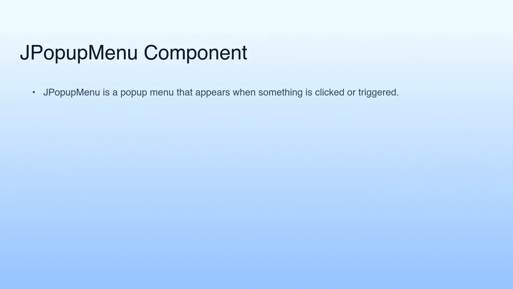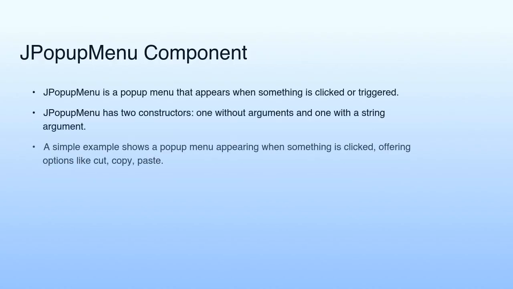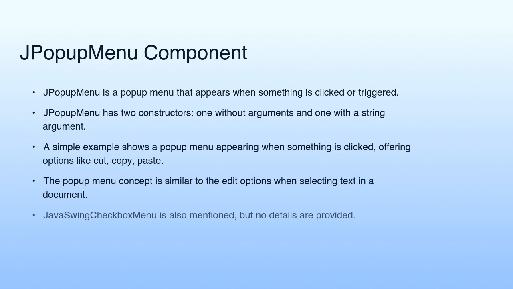JPopupMenu is a pop-up menu that appears when something is clicked or triggered. It has 2 constructors, one without arguments and one with a string argument. A simple example shows a pop-up menu appearing when something is clicked, offering options like cut, copy, paste. The pop-up menu concept is similar to the edit options when selecting text in a document. Java Swing checkbox menu item is also mentioned.